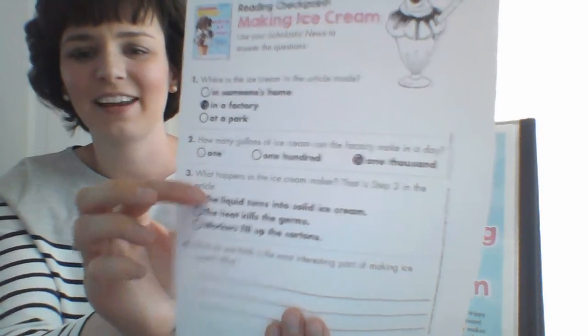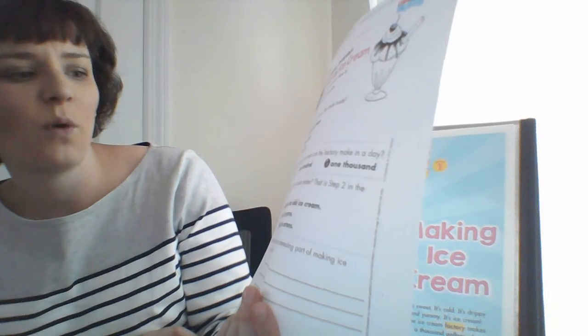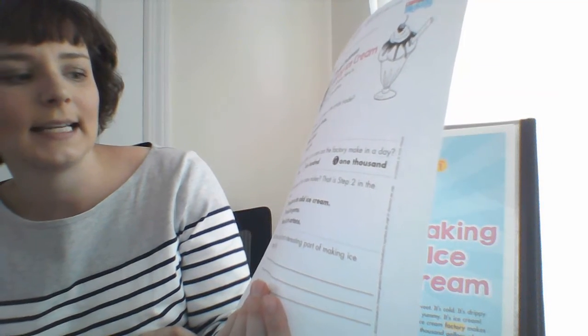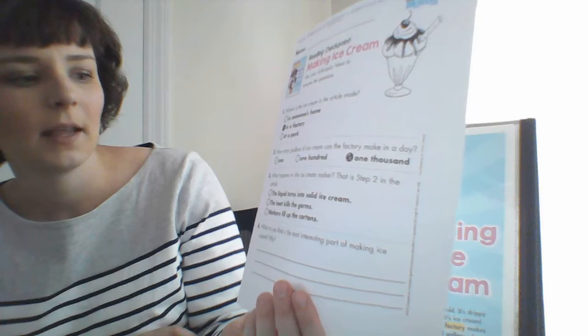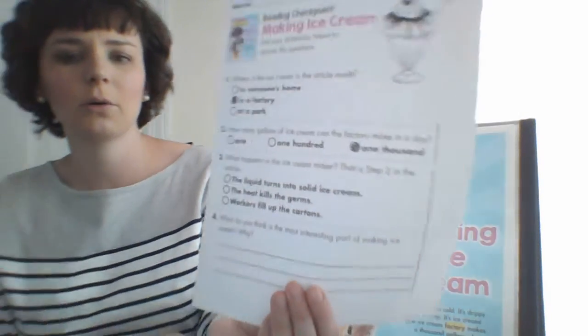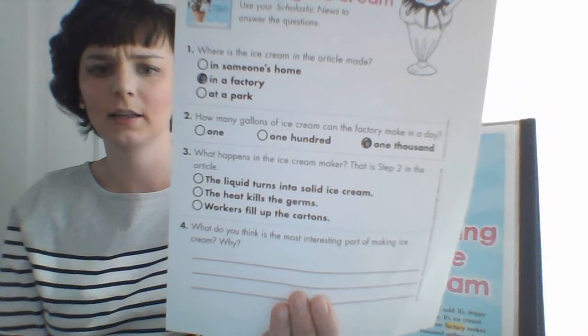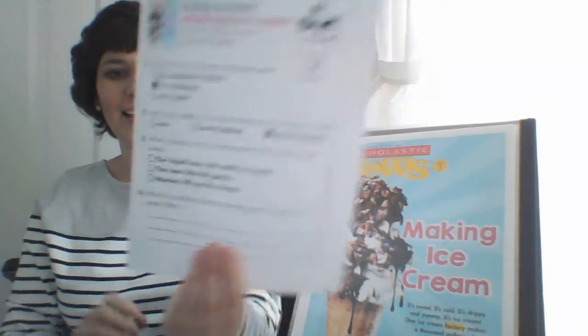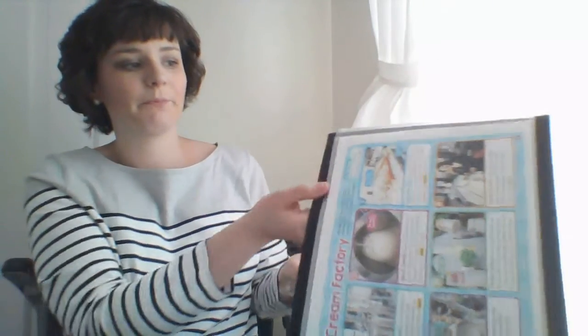All right, friends, we're ready for question 3. It says, what happens in the ice cream maker? That is step 2 in the article. The liquid turns into solid ice cream, the heat kills the germs, or workers fill up the cartons. All right, let's read. So it gave us a hint. We need to look at step 2.